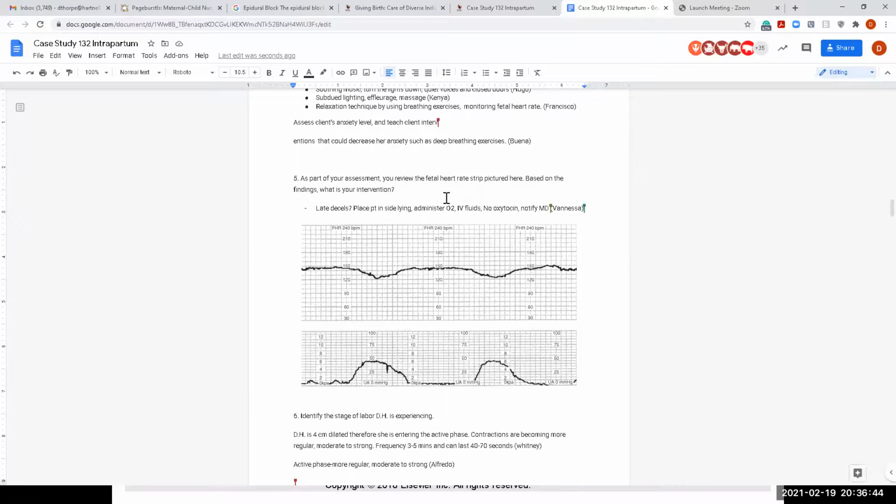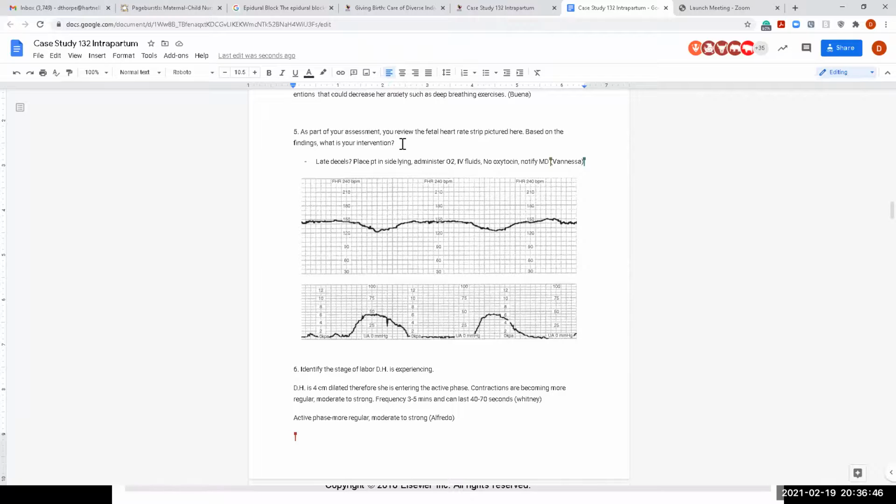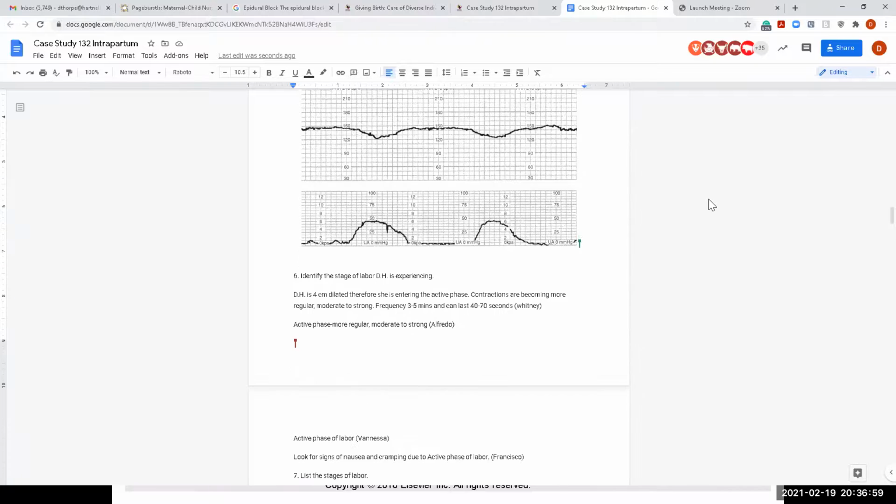Let's see. So our next question is, as a part of your assessment, you review the fetal heart rate strip here. Based on these findings, what's your intervention? Are they late? What do you think they are?